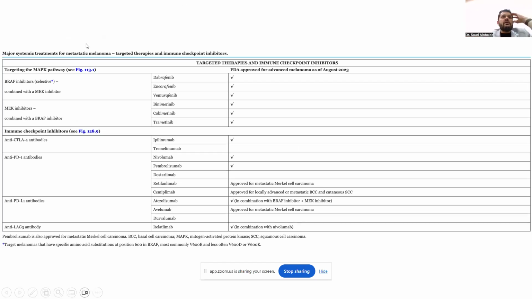So these are targeted and immune checkpoint inhibitors. Targeting the MAP kinase pathway, we have the BRAF inhibitors, sometimes combined with the MEK inhibitors, and you can know them by their names. See, the RAF is in the middle of their name, and for the MEK inhibitors, you see ME. They get combined, and usually it helps. The only problem with these is the resistance that they develop.